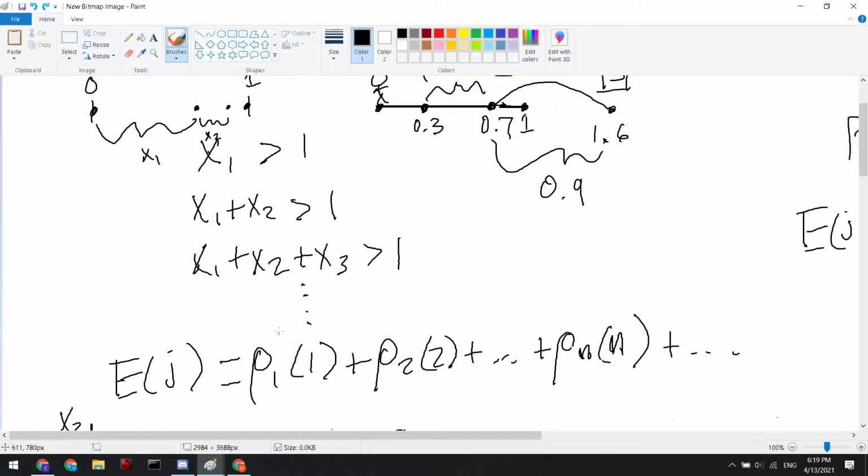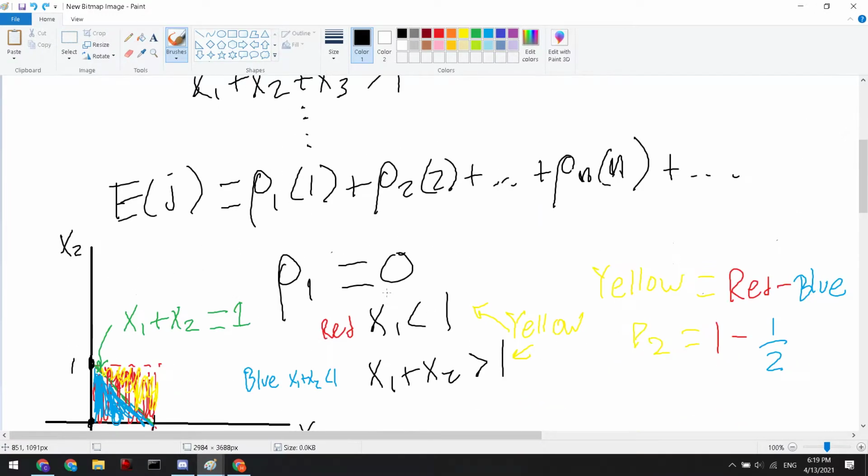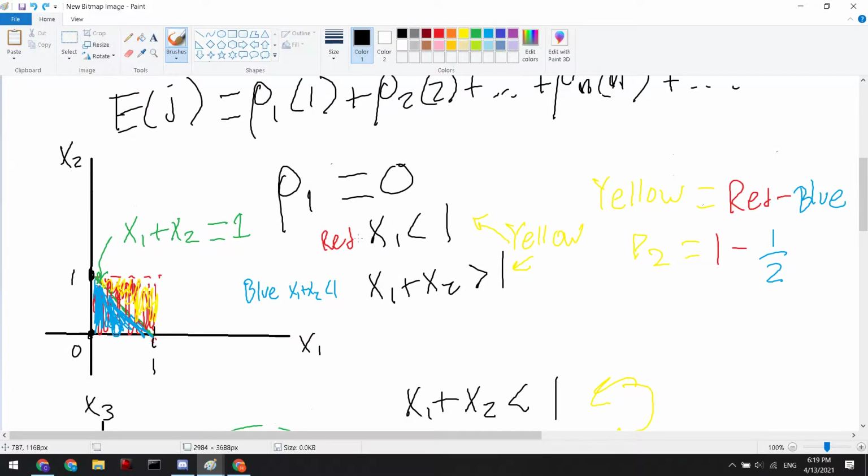However, we need to find what these P values are. What is the probability of it being 1 jump required? What is the probability of it being 2 jumps required, etc. And so we know, base case, probability 1 is 0. We already know this. That one's easy. But what about probability of 2?